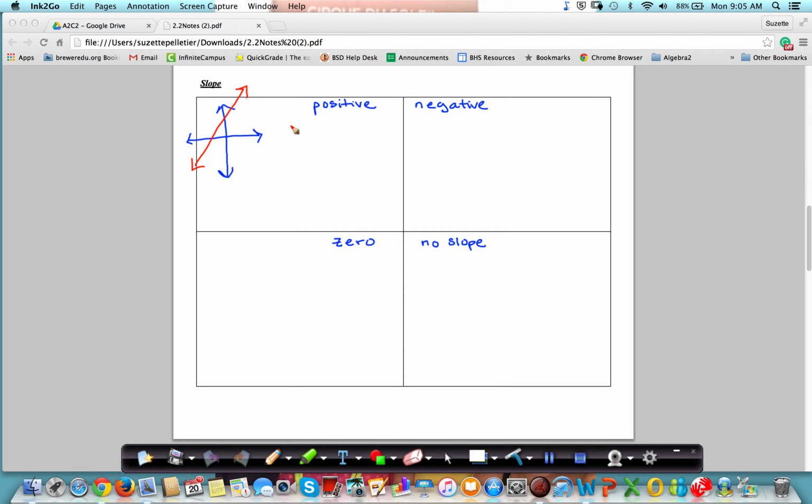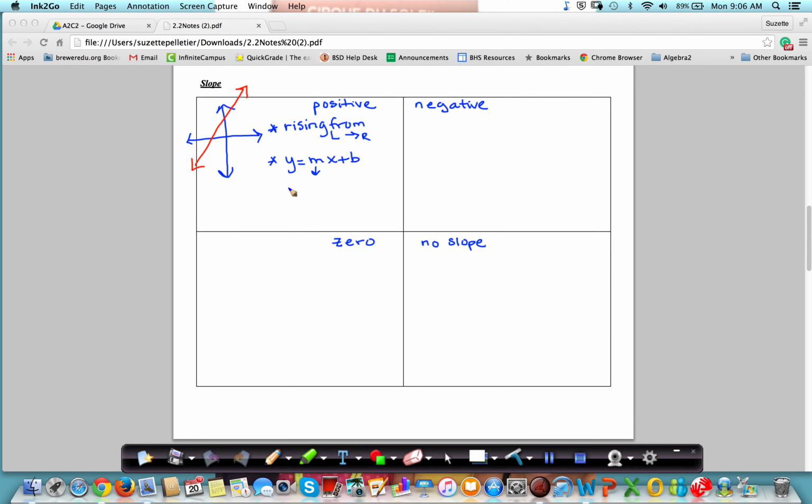And so what that means is your slope is going to be rising. Your line is going to be rising from left to right when you read. Okay, that's something you need to know about positive slope, rising from left to right. What does a positive slope look like? Well, when you have your equation, y equals mx plus b, this number is going to be positive.